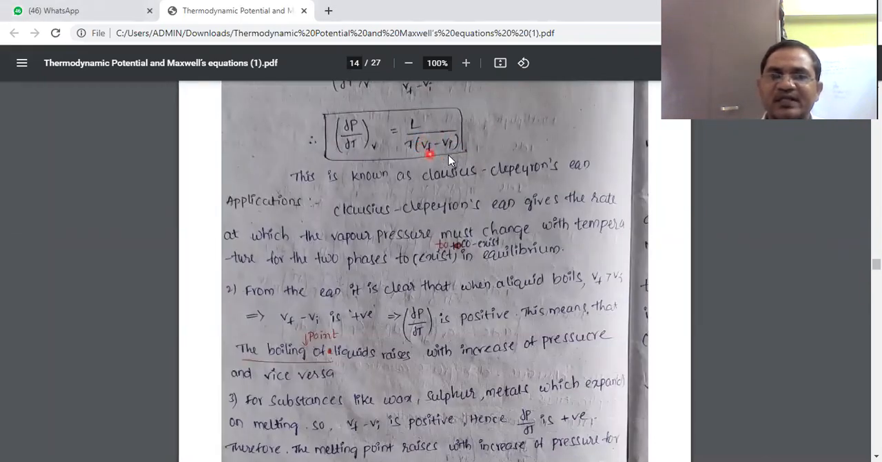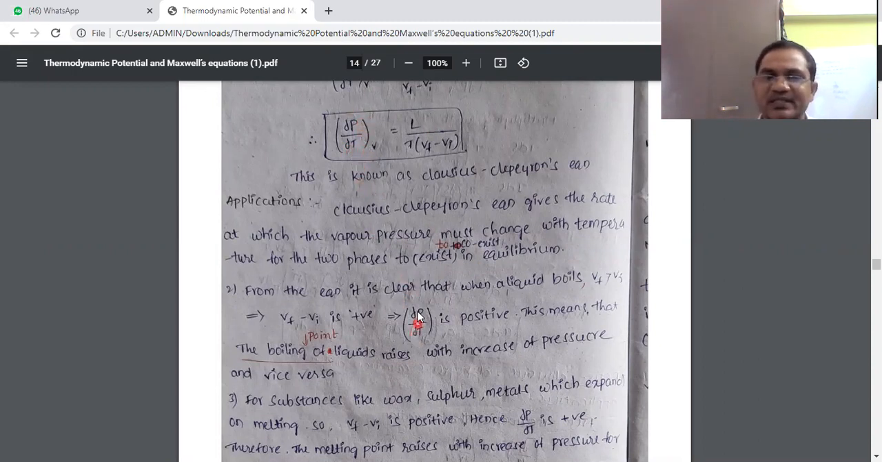Here, since Vf minus Vi is positive, it is very clear that dP by dT is positive. So what is dP by dT positive? If the pressure increases, the temperature increases. Then only dP by dT is positive. We are talking about the change of state of the substance, here liquid changing into the vapor state, so we are talking about the boiling process. So with increasing pressure, the boiling point increases.